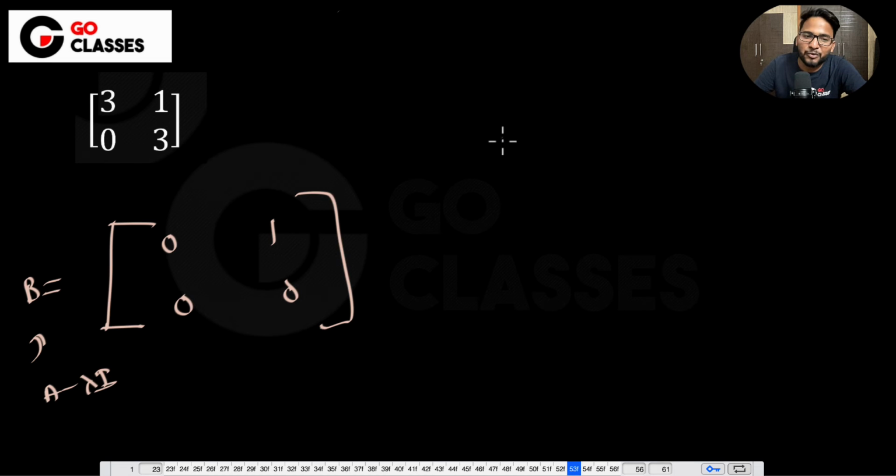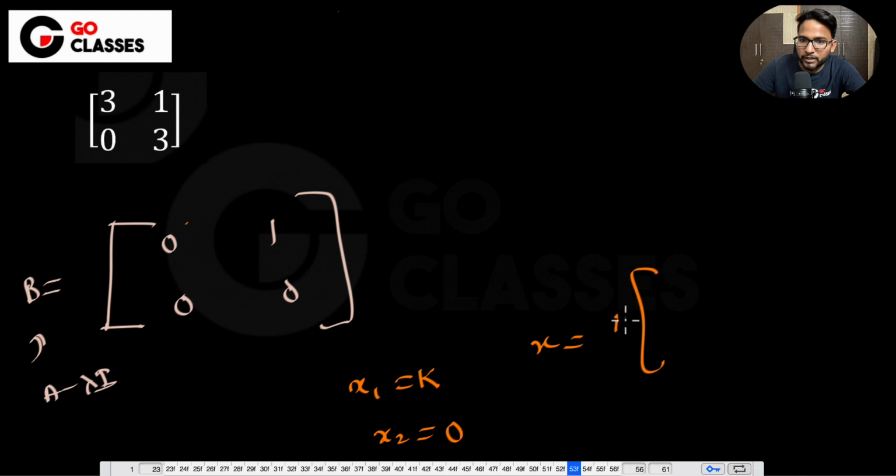Can you tell me what is the free variable here? The free variable here is not x2, it is actually x1, right? So x1 is a free variable, so let's keep x1 equal to k. From this equation you can find x2 as 0, right? So finally x will be k times (1, 0).